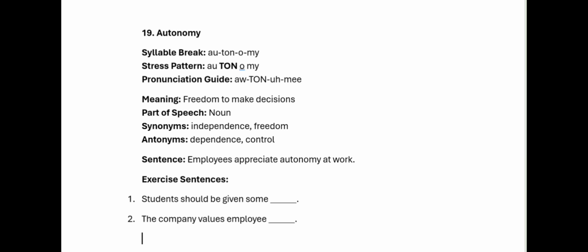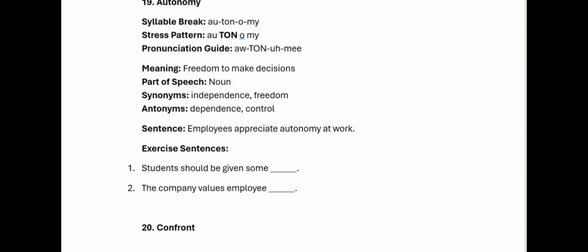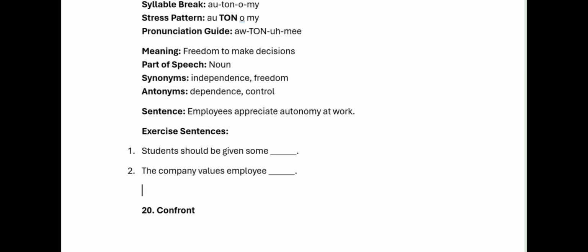There is no one to focus on you, or you need not depend on someone to make a decision. So it is independence, following freedom. The opposite words are dependence and control. Sentence: employees appreciate. Appreciate is a good word for like. So employees appreciate autonomy at work. That means independence at work. Students should be given some autonomy. That means some independence. The company values employee autonomy. That means employees' freedom. Very good going.